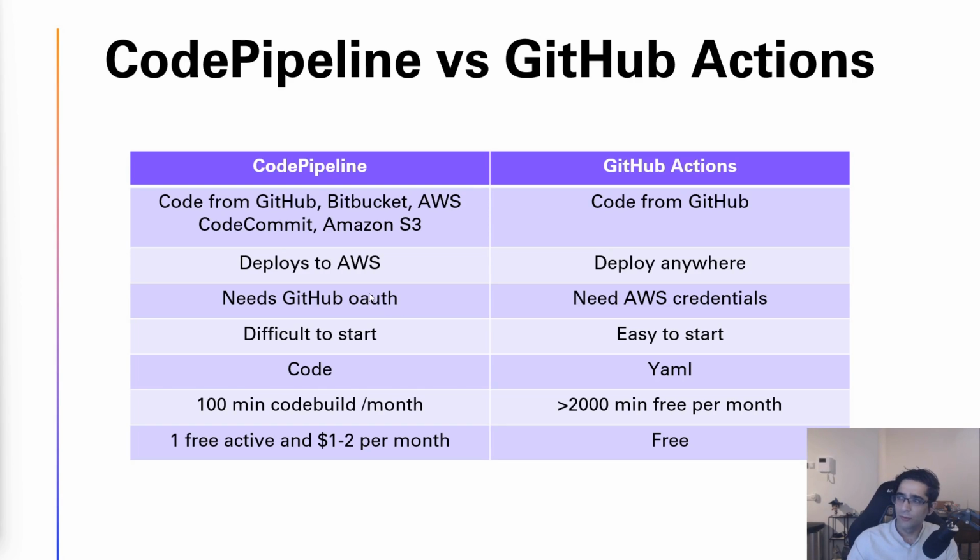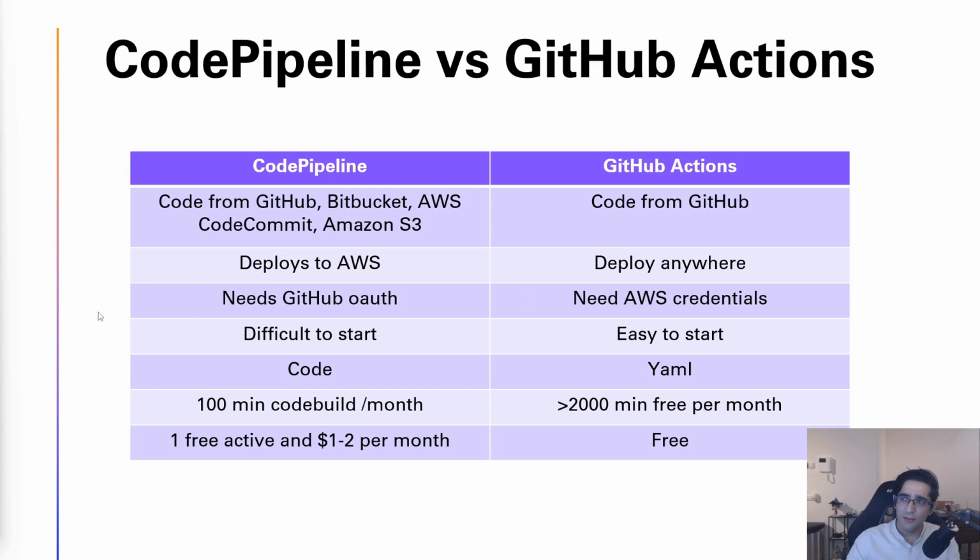If we look at where to deploy to, with CodePipeline, you can practically deploy anywhere, but it's mainly meant to deploy to the AWS cloud. And with GitHub Actions, you could do multi-vendor. So if you also have Azure, you could also deploy there.